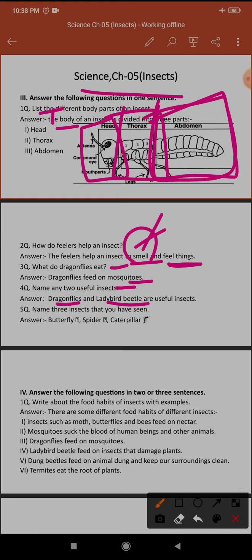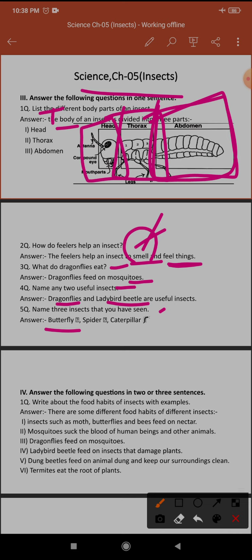Why are they useful? I already told you. Dragonflies, I will not repeat. For ladybird beetles, it is because they feed on insects that damage plants. So obviously both of these are useful for us. Now the last question of one sentence is, name 3 insects that you have seen.